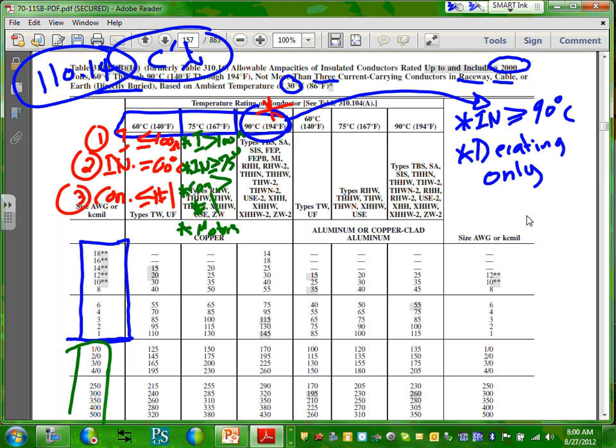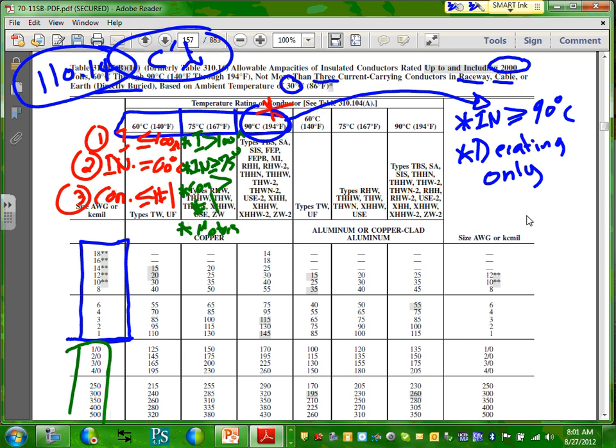There's one more rule in this table before we let it go. It's called the small conductor rule. You see these asterisks next to each and every one of these? Why do you think they put these asterisks right next to them? Because they're small conductors. These are the most commonly used branch circuits for lighting and receptacles. It starts with 14 all the way to number 10. 14, 12, and 10. Okay?